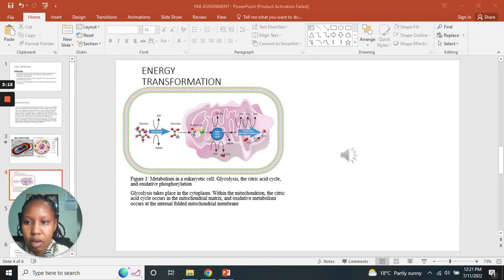The next part is the energy transformation, and there's an audio about it. I'll just give you a glimpse of what is explained there. There's glucose that is being changed through the glycolysis process, the release of ATP, and then the pyruvate and acetyl-CoA. That is the process that goes on in the energy transformation.